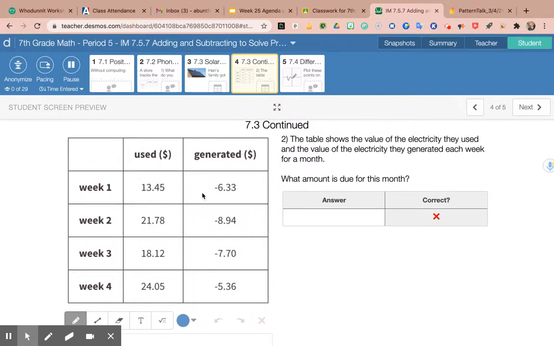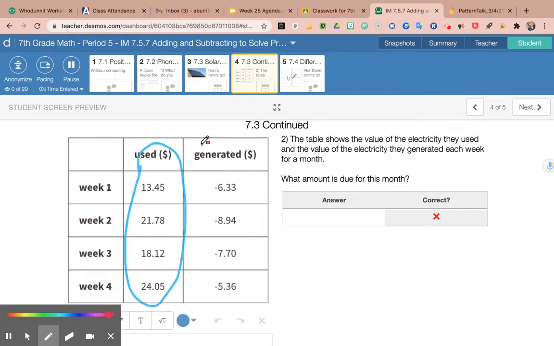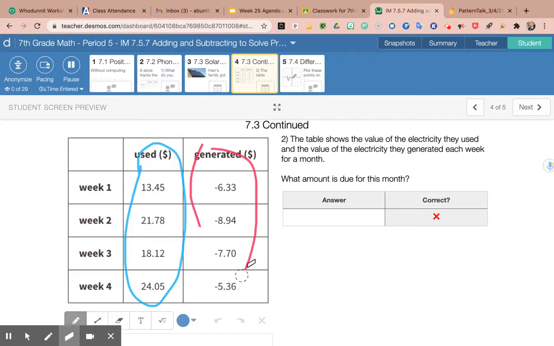In class, I asked, what's a faster way to do this? Because if I go through and do 13.45 minus 6.3, plus 21.78, plus minus this, plus that, minus this, plus that, it would take a long time. In class, we talked about how it would be faster if we just add up all of the used, and then add up all of the generated. Then I can just subtract 2 numbers. These are negative and these are positive, so I'm going to have to subtract them.